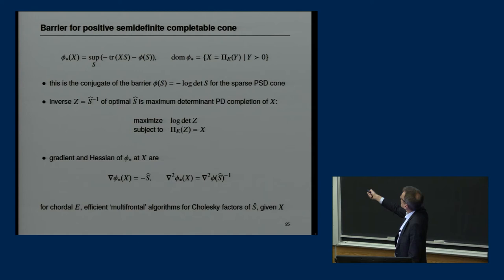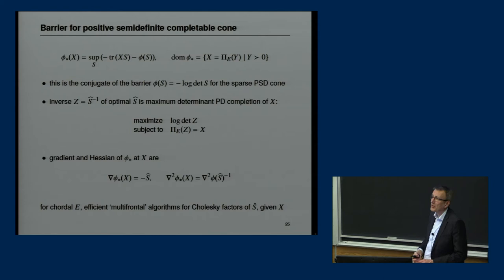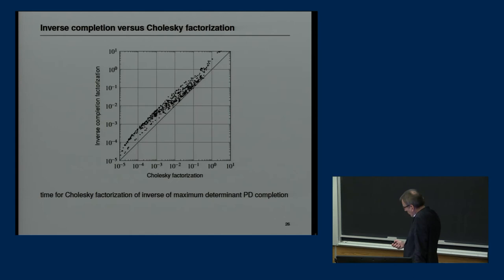So you take the matrix at which you evaluate the barrier, you evaluate the maximum determinant positive definite completion. Of course, that's a full dense matrix, but its inverse is known to be sparse. And you can evaluate the inverse or a Cholesky factorization of the inverse very efficiently, again, if the sparsity pattern is chordal. So it's a little more complicated than the first cone, but the conclusion is the same, that the cost of evaluating the gradient of the dual barrier function is very comparable with the cost of a Cholesky factorization for the same sparsity pattern.